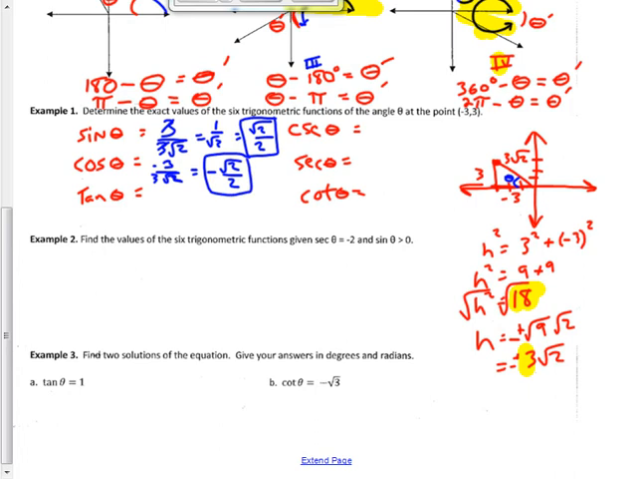And the tangent is opposite over adjacent, so that's 3 over negative 3, which reduces to negative 1. Cosecant is the inverse of this, so I've got 3 square root of 2 over 3, which the 3 is reduced, and I just get a square root of 2. Secant is the same exact thing, except that there was a negative there. Cotangent, well, if I flip over negative 1, I still get a negative 1.